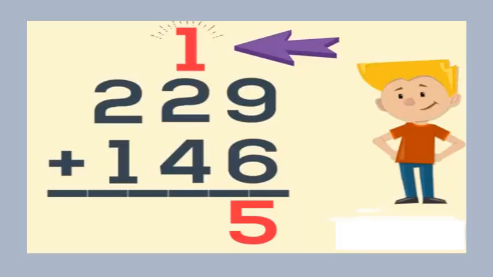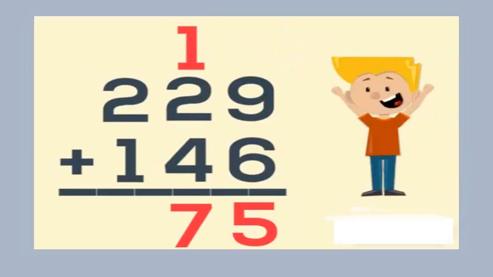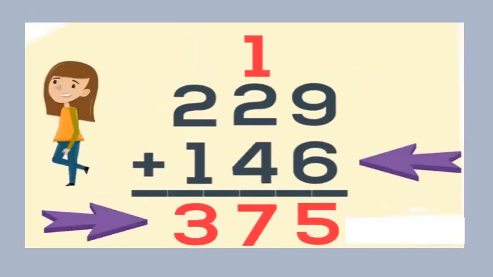Now let's add the tens. 1 plus 2 plus 4 gives me 7. Perfect. And now we will move to the last place value, which is hundreds. I will add 2 plus 1 will give me 3. So my sum is 375.